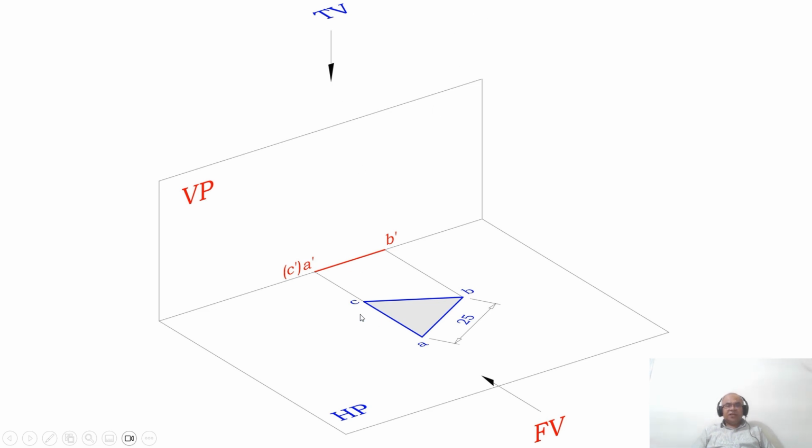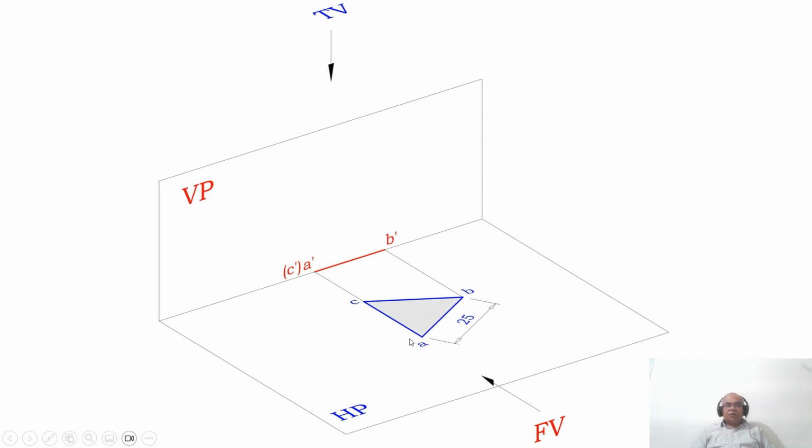So once it is parallel to HP, we can see the true length in HP. Where is HP? HP is in the top view, and I can see the image of the triangular plane figure in the horizontal plane. Therefore, when you look from the top view, you can see that you have a triangular plane figure having the side AB 25 mm, BC 25 mm, and CA.